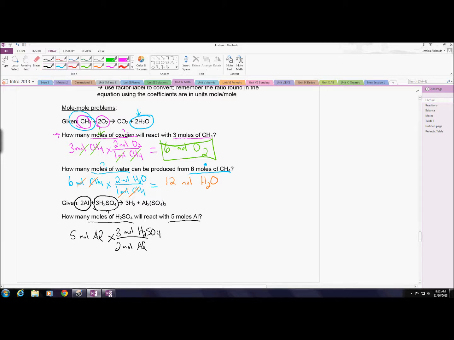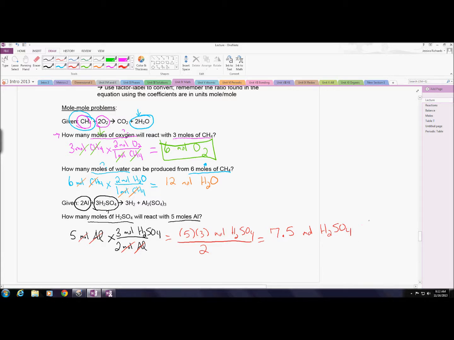So I have moles of aluminum that are going to cancel. Moles of H2SO4 are left. If I simplify this, I have 5 times 3 moles of H2SO4 over 2. And so I have 15 divided by 2, or 7.5. And the units I have left are moles of H2SO4. All right, simple as that.